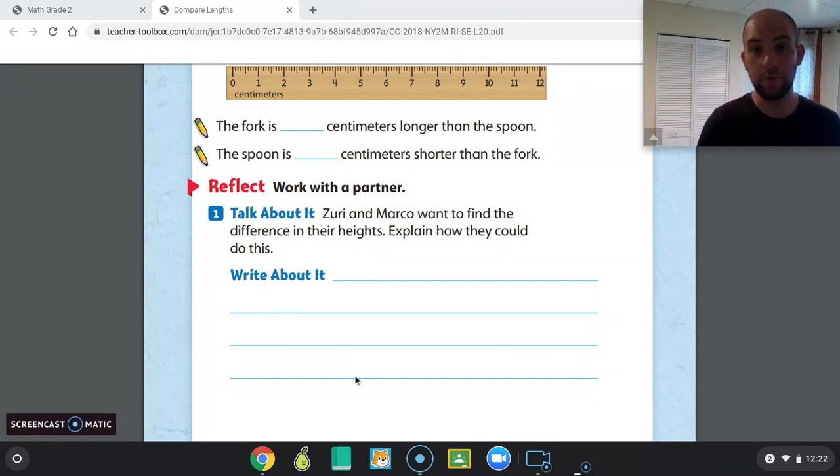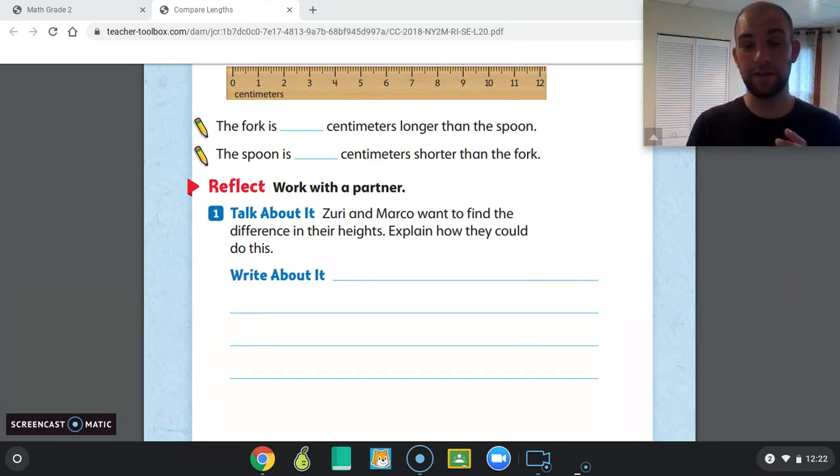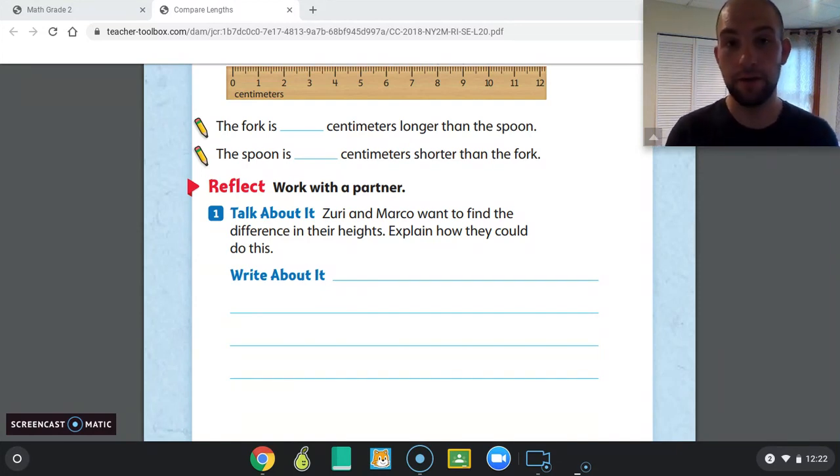So I want you to think about this one. Zuri and Marco want to find the difference in their heights. Explain how they could do this. Why don't you take a minute and think about that. If you need to pause the video, go ahead and pause. And then we will go over the answer to that.